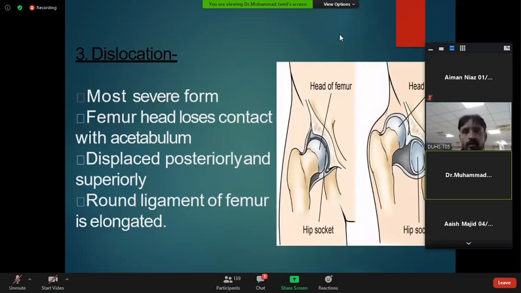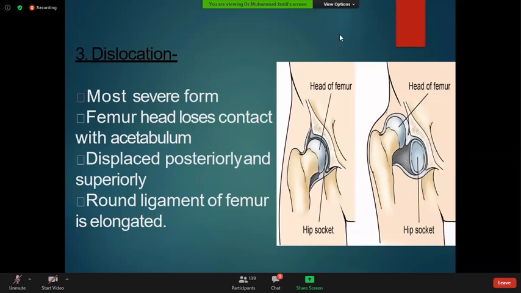Okay, this is the dislocation, the most severe form. The femoral head loses contact with the acetabulum. You can appreciate this is the dislocation. This is the hip socket, and you can appreciate the head is here.